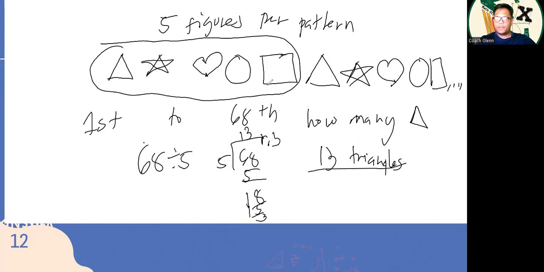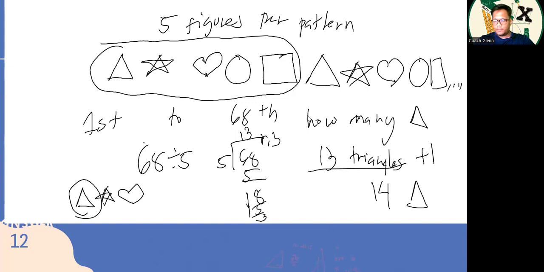But since we still have a remainder of 3, that means your final figures in the pattern should be like this. As we can observe, there's an additional 1 more triangle. So we need to add that 1 because of the remainder 3. So 13 plus 1, that's equal to 14 triangles. So for this problem, the final answer should be 14 triangles. Any questions for this one before we proceed?